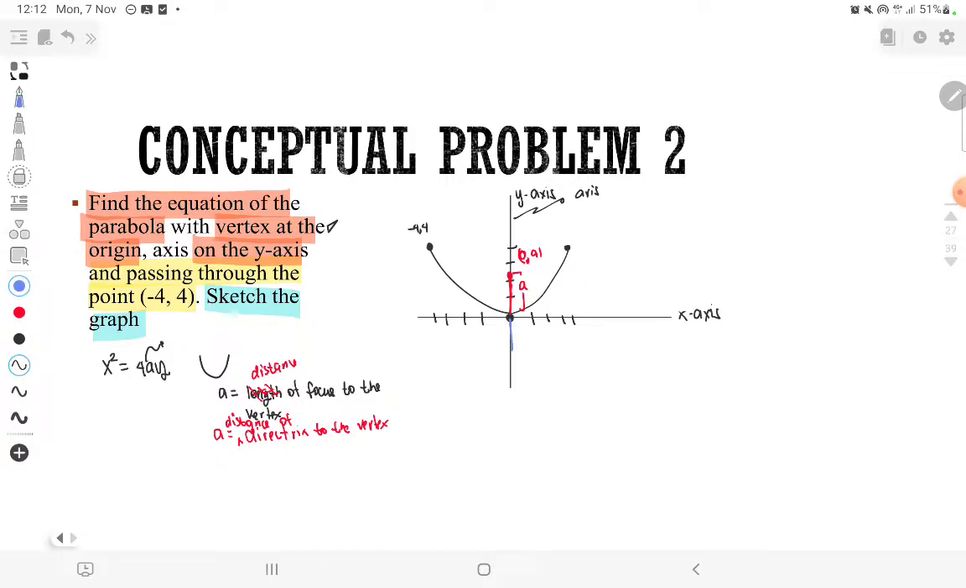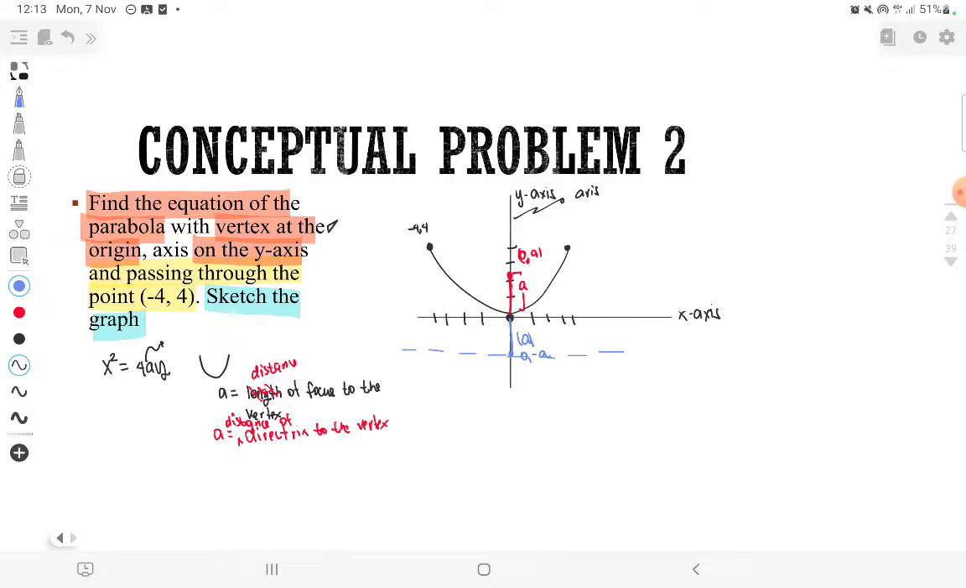So therefore we have our distance here. Let's call it A. Since it should be lower than our vertex, we may call this point (0, -A). Take note that this is our directrix. From here, the next thing to do is, of course, to find our A. Now there are two solutions that I will show you in finding our A.